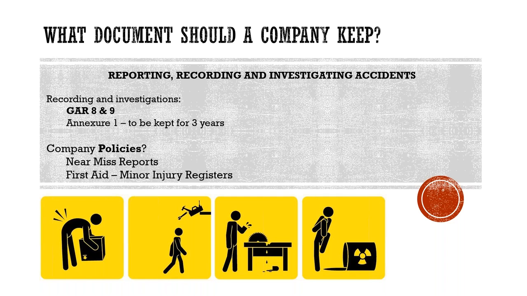So what documents do you need as a company? In fact, even as employees, when you need to report or record or even investigate incidents and accidents, certain requirements, again, from the law have been set out. According to your general administrative regulations, and this is Regulation 8 and Regulation 9, there are certain requirements from the company. One of the documents there is an Annexure 1 document.